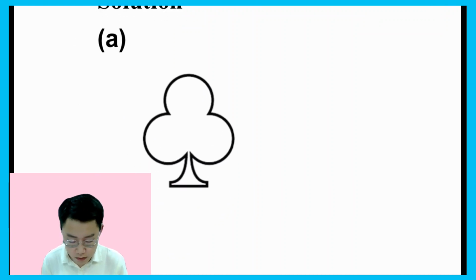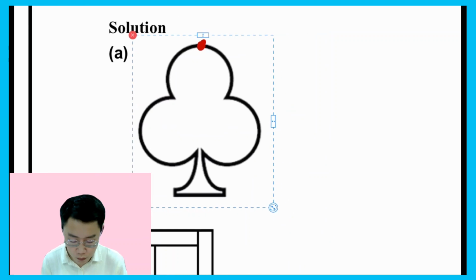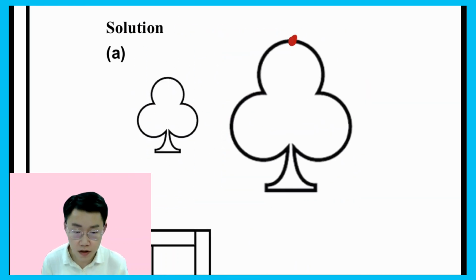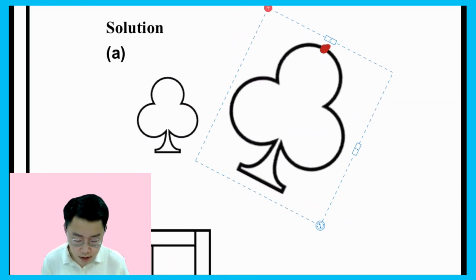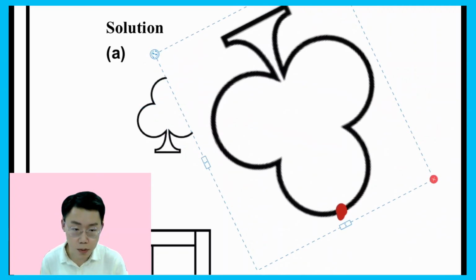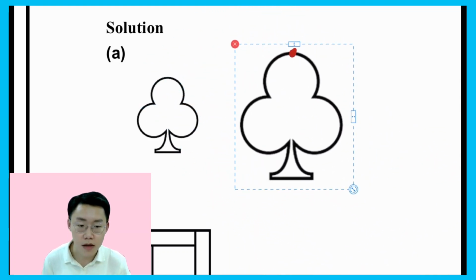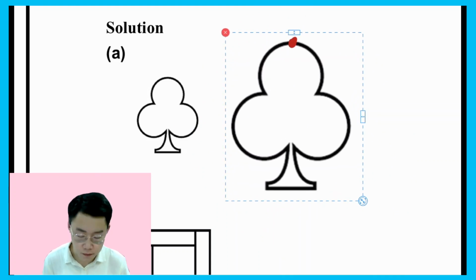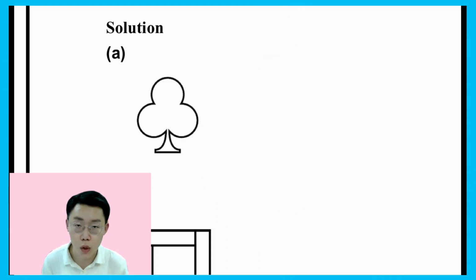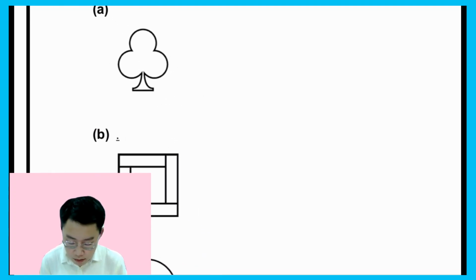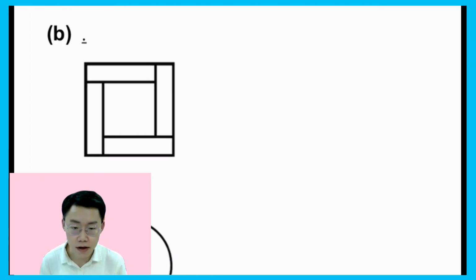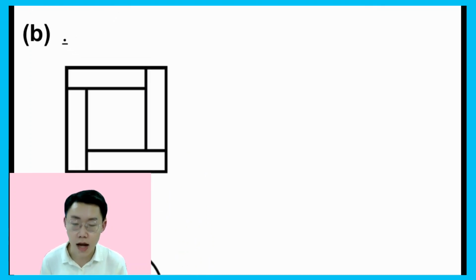For this figure, it does not have rotational symmetry. So now I try to rotate it, and in the process, we cannot see any fold. So for part A, this figure does not have rotational symmetry. However, for part B, this figure has rotational symmetry.